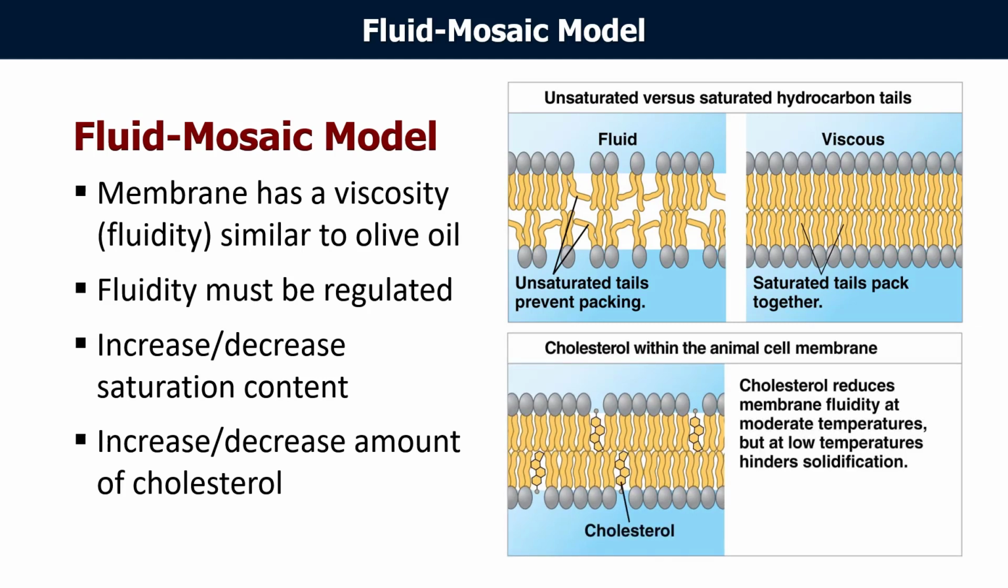So it can reduce membrane fluidity at moderate temperatures, but at low temperatures, it actually hinders the solidification of the membrane, which is a good thing. As mammals, we maintain a constant body temperature, and that helps also maintain a constant fluidity. But imagine animals that are cold-blooded, that are kind of at the mercy of the environment around them. They're going to have to really be vigilant about maintaining the viscosity and fluidity of their membranes. All right, so that's the fluid component, really dealing with the phospholipids. Let's go back to the mosaic component, that it's a bunch of different things all stuck in there.